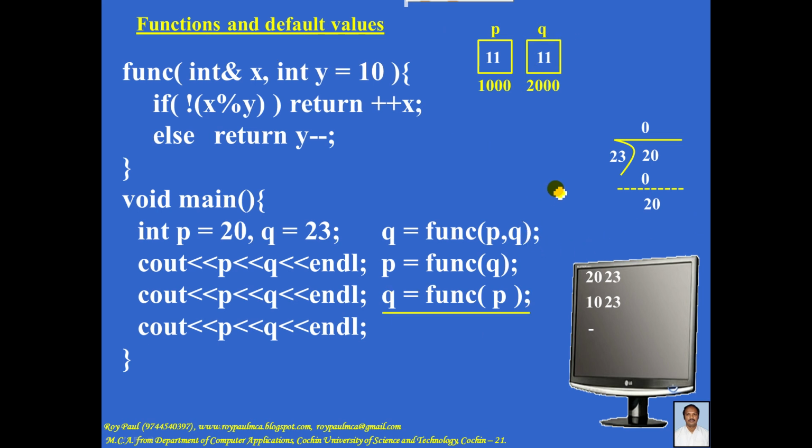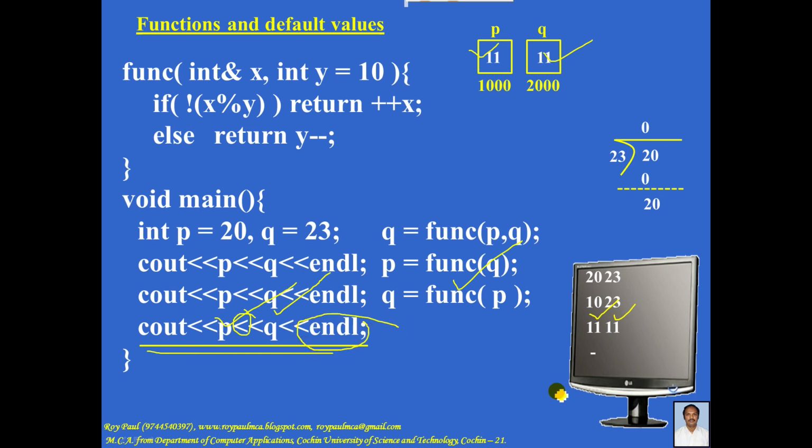Now after this, here you get the next output. Cout output operator P, P is 11. Here without any space, output operator Q, Q is 11. So in the computer's monitor, 11, 11, and because of endl, the cursor goes to next line. And here the program terminates. So for this program, this is the output.